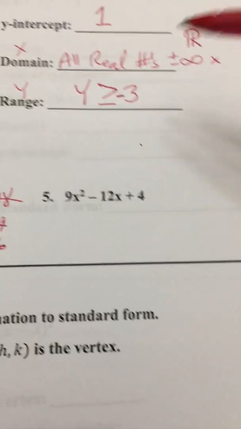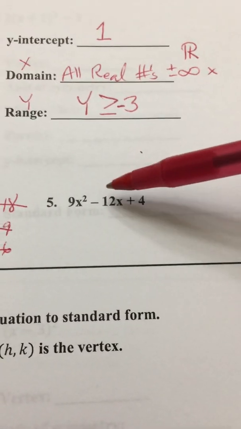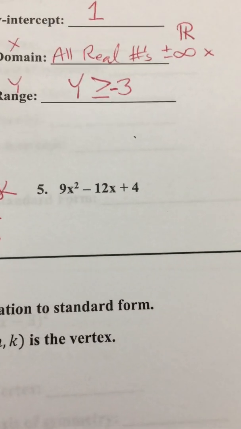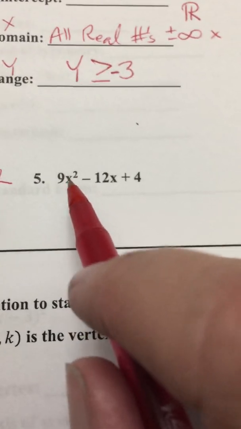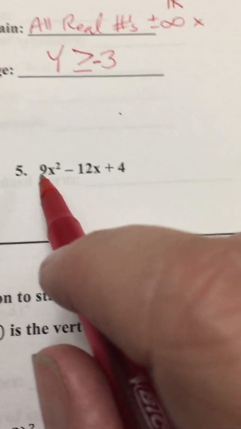Okay, number 5. Again, we want to factor this lovely trinomial that we have here. So I'm thinking, okay, step 1 is always find a GCF if there is one. So there is a number in front of the x squared.